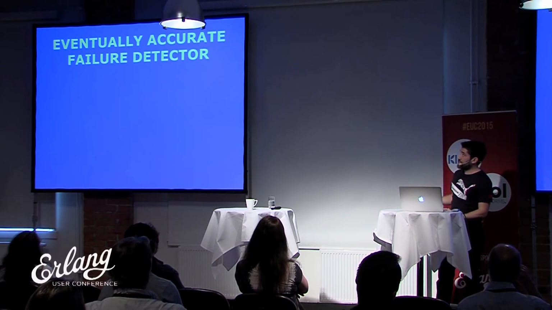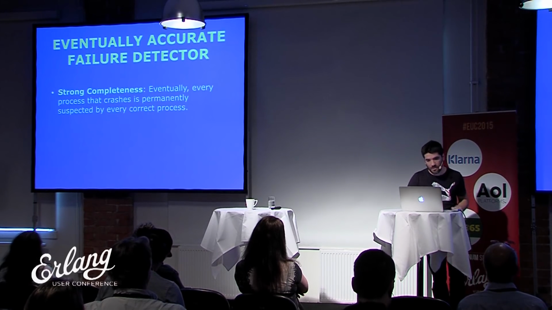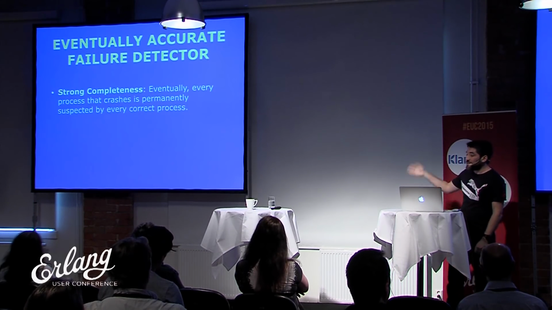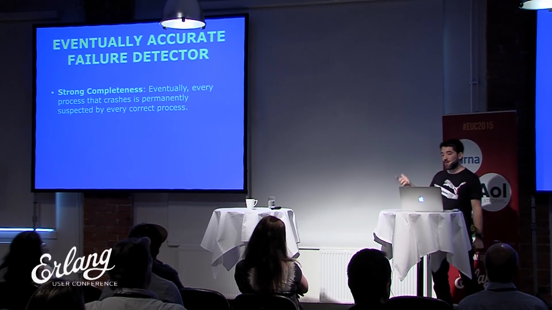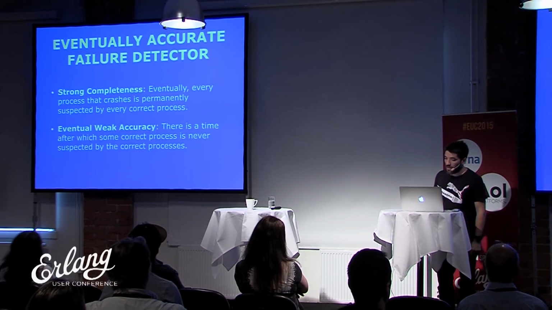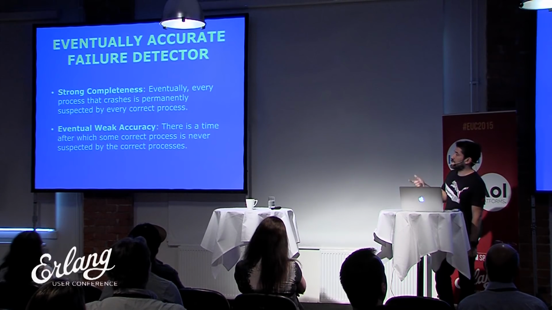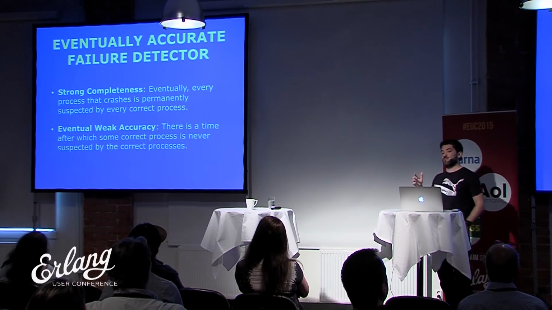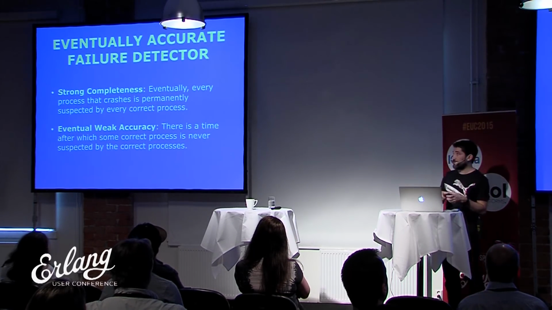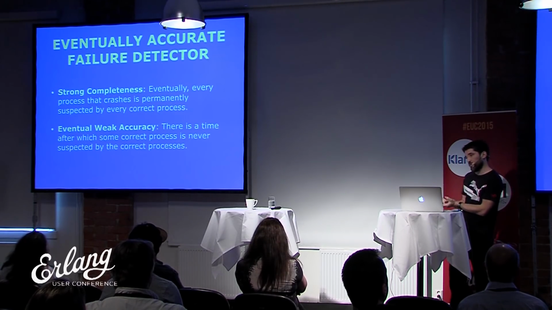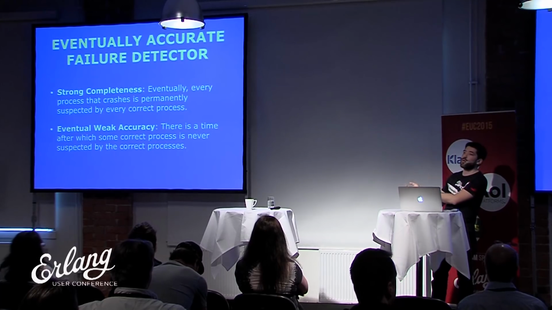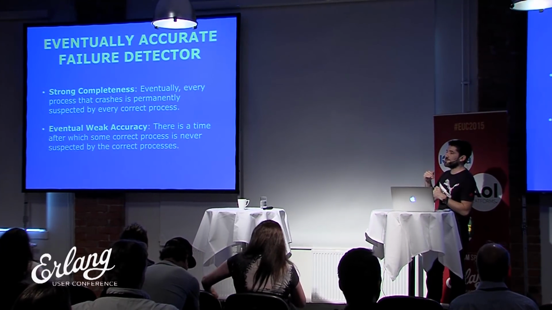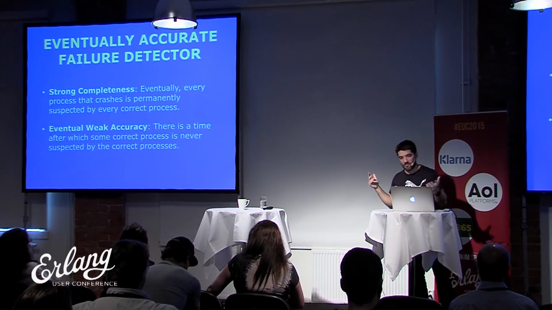So there are the eventually accurate failure detectors. Eventually, every process that crashes is permanently suspected by every correct process. And there is a weak accuracy: there is a time after which some correct process is never suspected by all the other correct processes. So maybe we think that process is not working. Okay, it replied back to us. It wasn't failing, let's say.